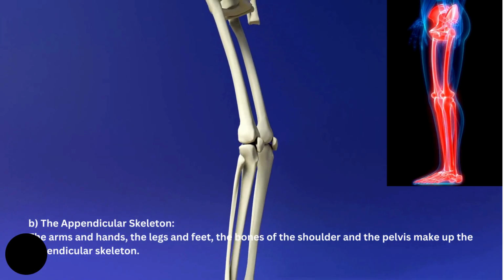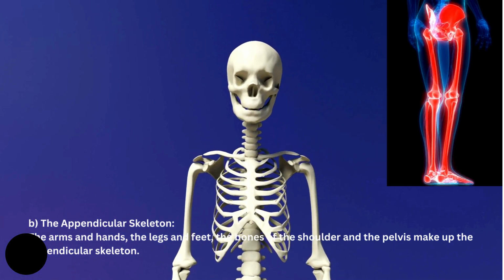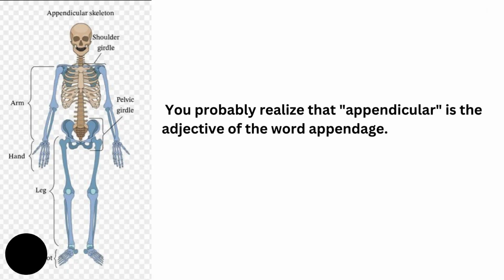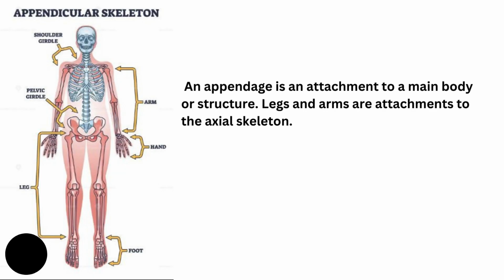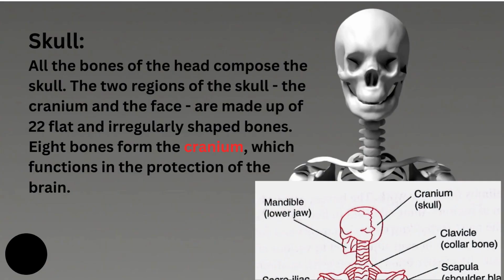And the appendicular skeleton here is the arms, hands, legs, feet, the bones of the shoulder, and the pelvis that make up the appendicular skeleton. You probably realize that appendicular is the adjective of the word appendage. An appendage is an attachment to a main body or structure. Legs and arms are attachments to the axial skeleton. The sites where arms and legs are attached to the axial skeleton are bones referred to as girdles.